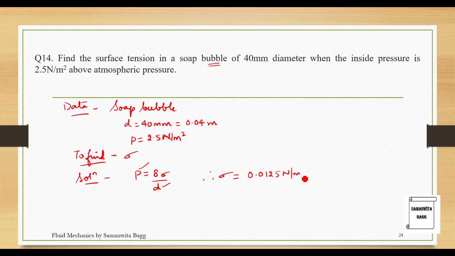0.0125 Newton per meter. Please be careful with the unit of sigma. Students generally associate sigma with stress, and here they tend to write the unit of sigma as Newton per meter square, which it is not. We are talking about surface tension using the same symbol sigma, but be careful, the unit is Newton per meter.